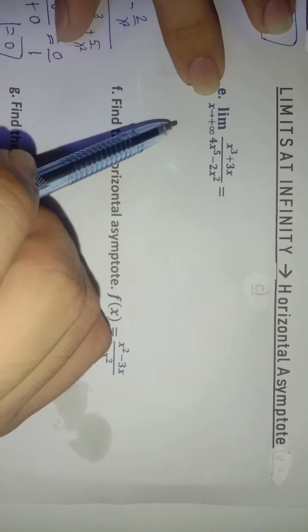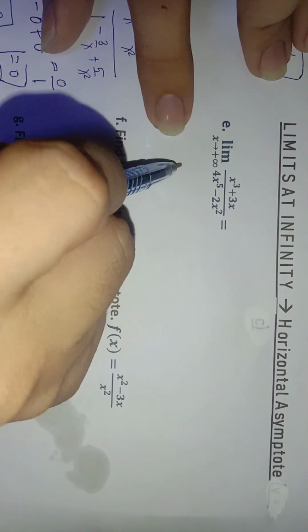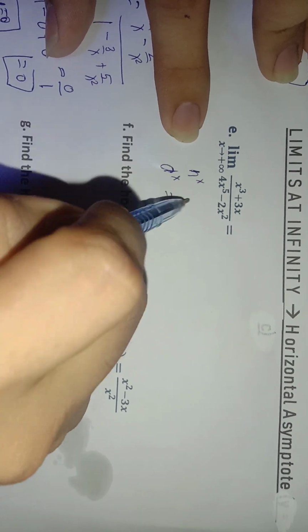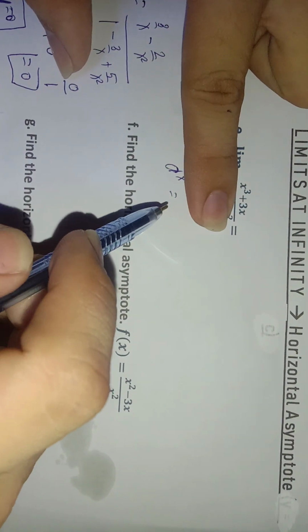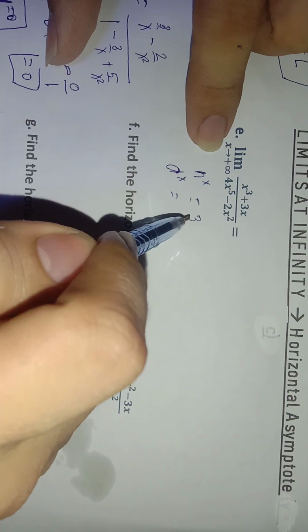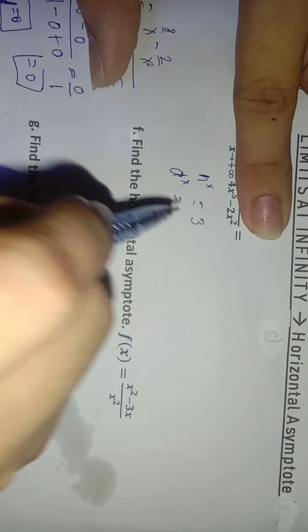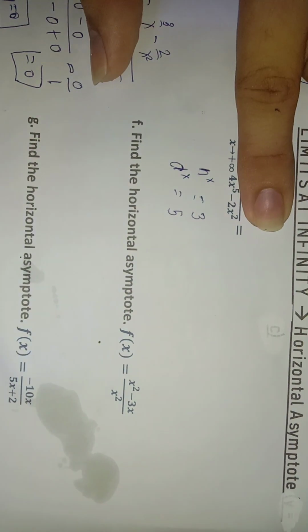Another example. So we have the limit of this function as x approaches positive infinity. So ulitin lang natin, aalamin lang natin yung degree ng numerator and the degree of your denominator. So what is the degree of your numerator? 3. The highest exponent, that is the degree. What is the degree of your denominator? 5. Then we will compare.